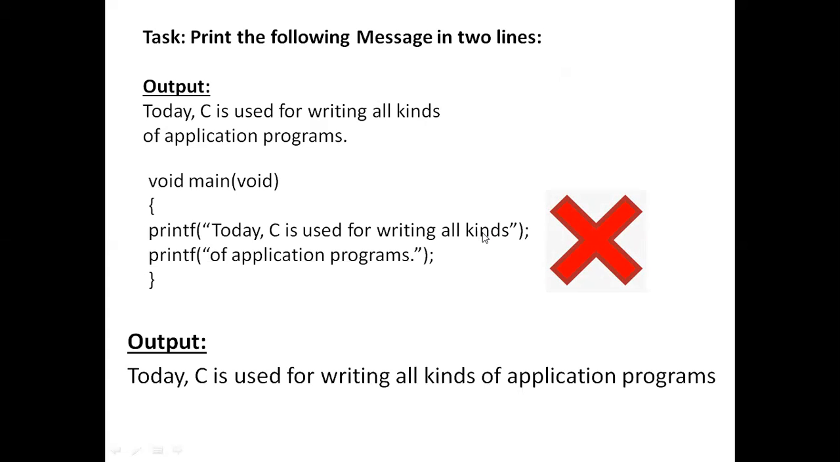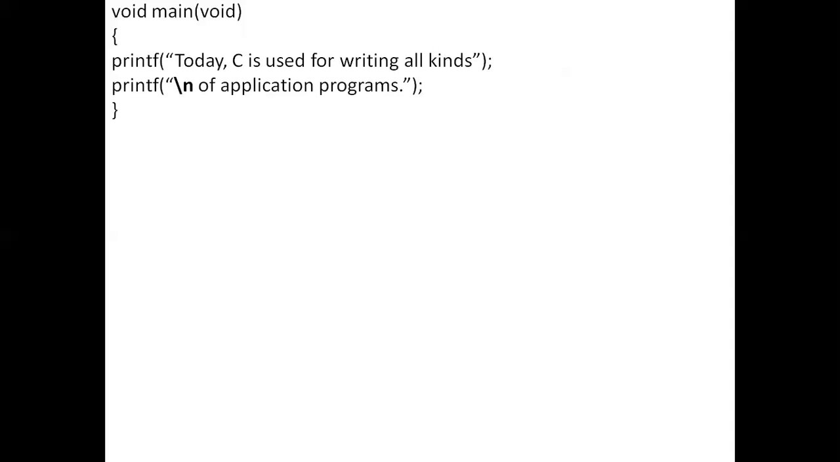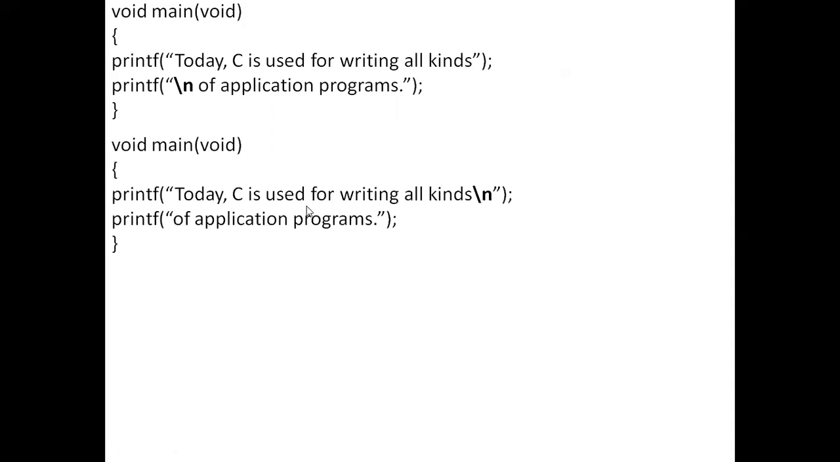So how can we write this program then? We will be using the skip sequences. As I have told you in the previous slide, the skip sequence used for the next line is backslash n. This means that in the beginning of the next printf statement, you will write the backslash n. Or you can also write the backslash n where the first statement ends.